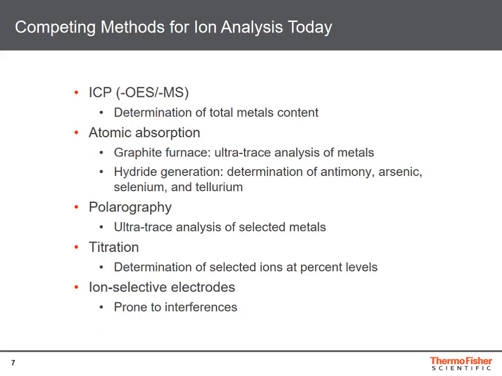Atomic absorption is also used up to the present day, especially graphite furnace atomic absorption, for the ultra trace analysis of metals, as well as a hydride generation system for the determination of antimony, arsenic, selenium, or tellurium.